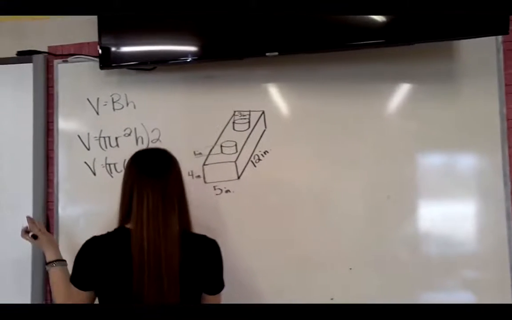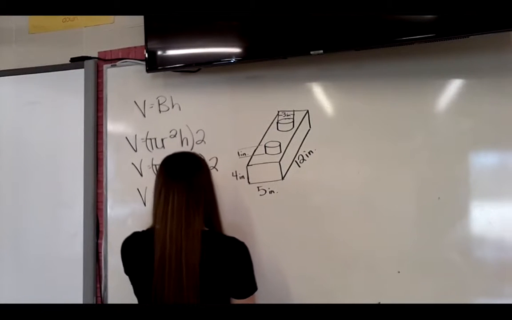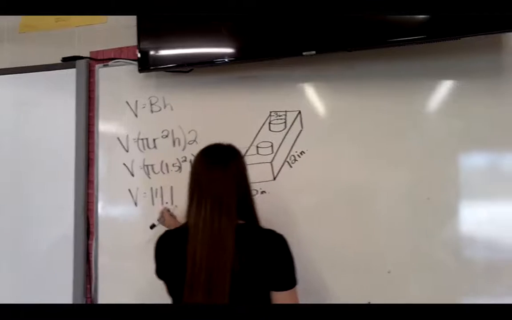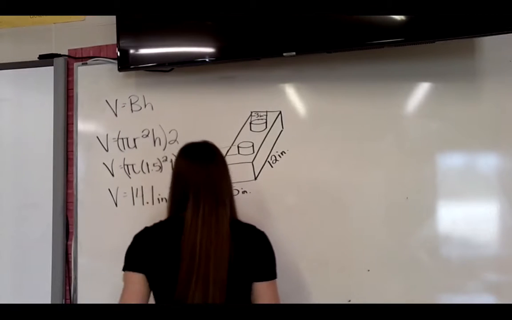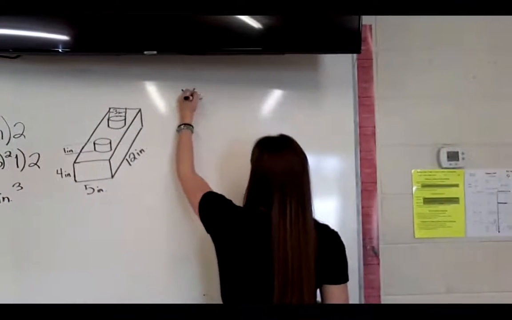So 14, and again we're going to have to round, 3 rounds down. So I'm going to say 14.1. That one we're in inches. So cubic inches. Now I've got to find the volume of that rectangular prism.